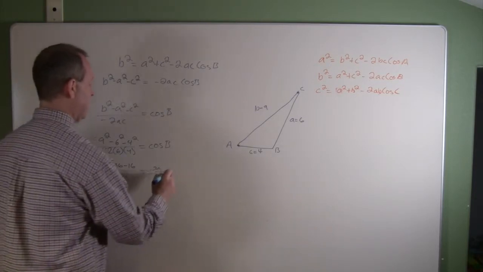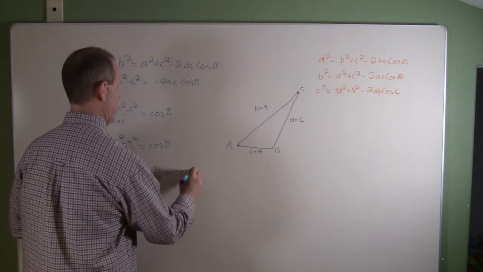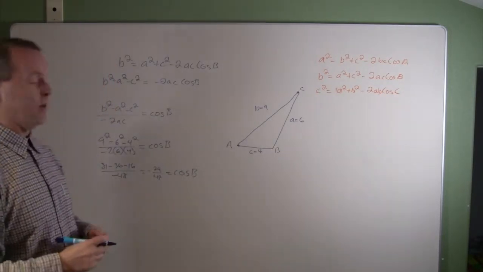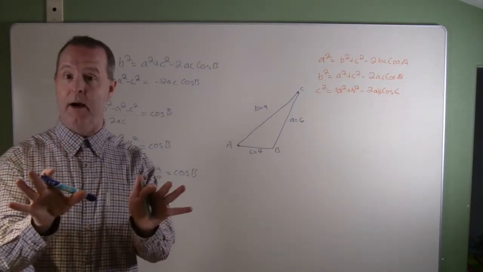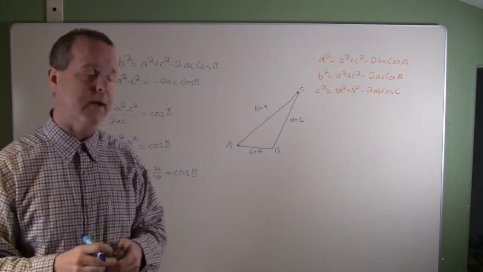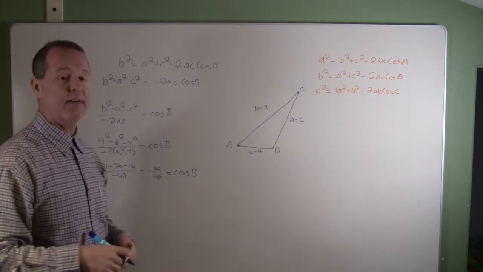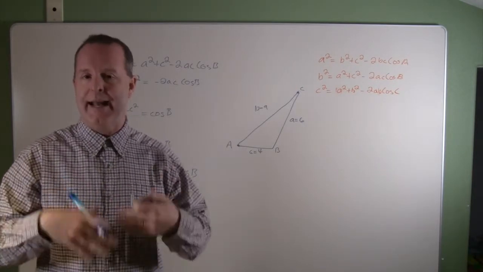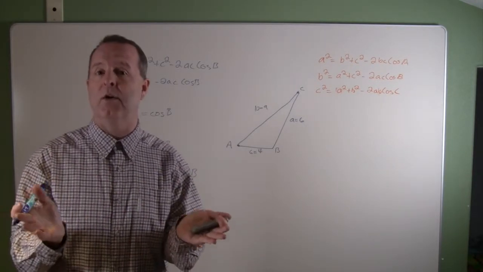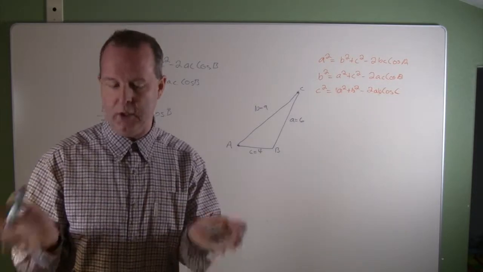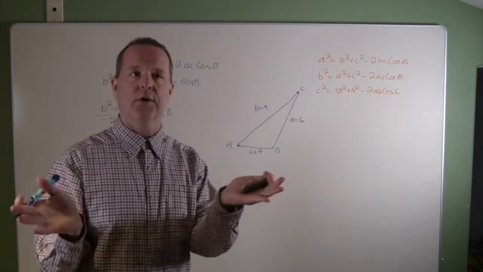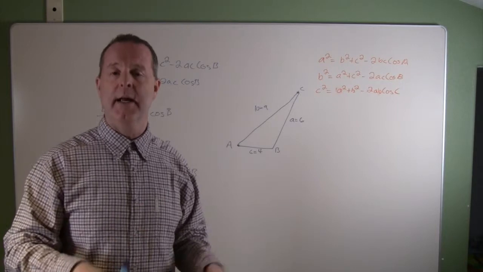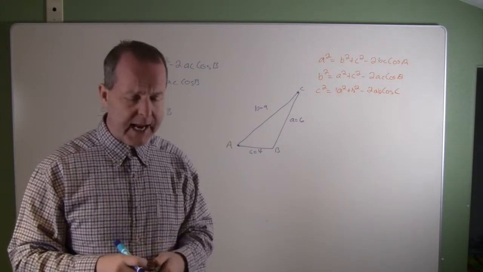So cosine b equals minus 29 over 48. That tells me something. I'm going to find out in a second what its angle is, but it tells me that I have a negative cosine. And because I have a negative cosine value, it tells me that I have an obtuse angle, an angle greater than 90 degrees, because that angle is going to fall into the second quadrant, and that's where negative cosines exist.